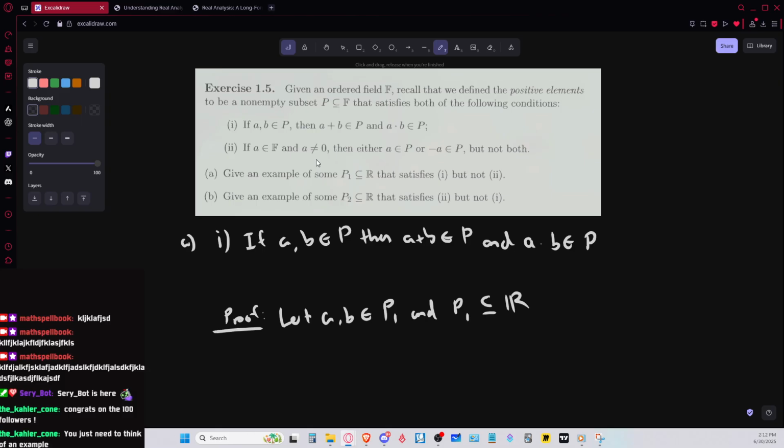So the second one basically says that if A is in F and A is not equal to 0, then either A is in P or negative A is in P, but not both. So we have to make sure we don't trigger the second one. So now we have to think of a good example here.